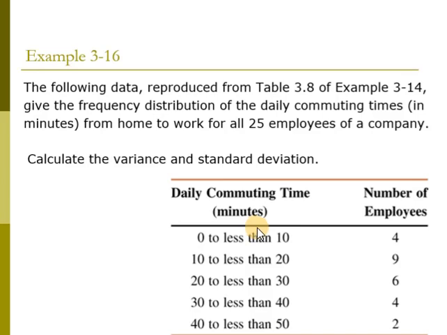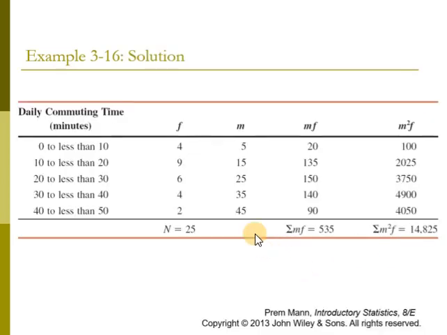Example: the following data, reproduced from table 3.8, give the frequency distribution of the daily commuting times in minutes from home to work for all 25 employees of a company. Calculate the variance and standard deviation. This is the class of daily commuting time in minutes, from 0 to less than 10 and the rest. This is the number of employees, or the frequency. The total frequency, which is equal to n in a population, is 25.